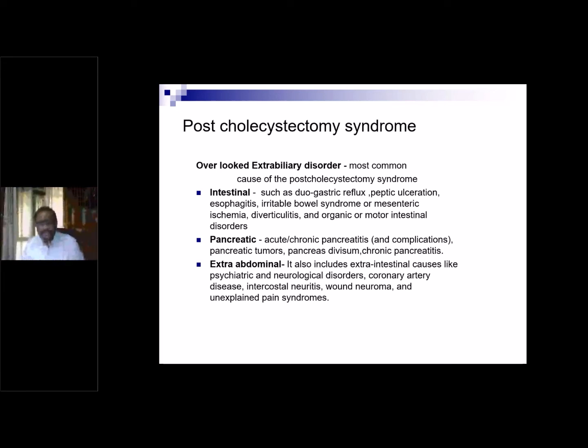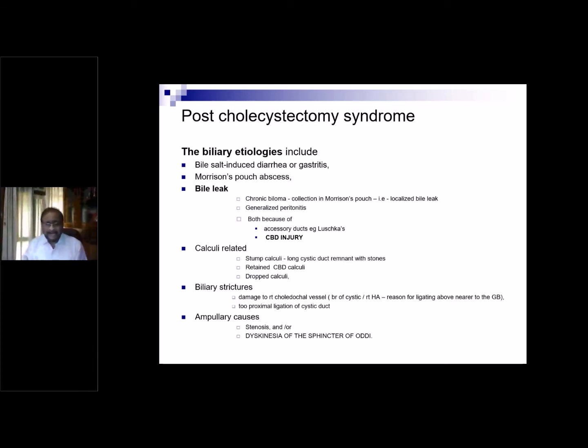Postoperatively, you will be involved in post-cholecystectomy bile salt-induced diarrhea or gastritis. We talked about that. Morrison's pouch abscess, bile leak, which is a collection in the Morrison's pouch, generalized peritonitis, both because of accessory ducts, for example Luschka's duct, or a CBD injury. These two are very important. Either you manage to damage a duct of Luschka, or you have managed to miss it. You have not seen that duct, which is lying in the gallbladder bed. And you do a cholecystectomy, you come out, and that duct keeps on leaking bile in a very small fraction, keeps on leaking. Collection in the Morrison's pouch. Or it could even be a leak to some extent, giving rise to generalized peritonitis.